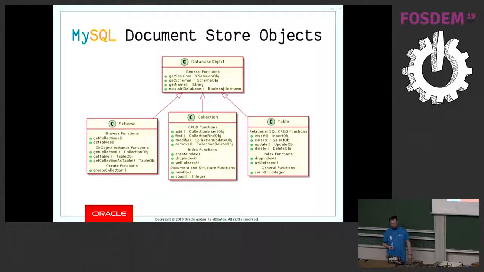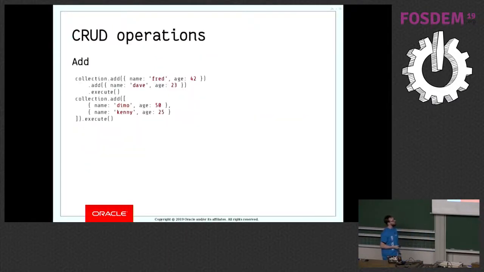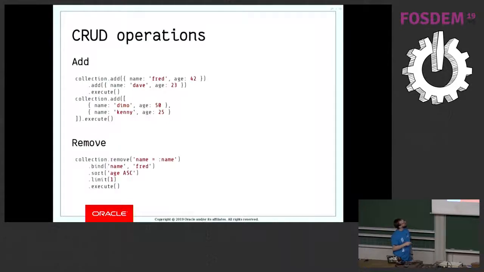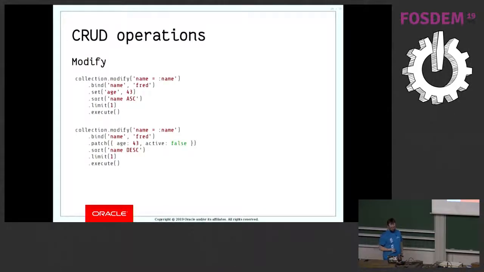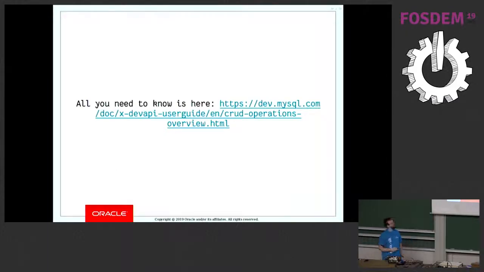This is an example. This works for the CRUD operations that you have seen, works for all the documents, but it works also for normal tables if you want. So if you have a standard table and you want to give your developers the possibility to only use CRUD operations on tables, it's also possible. So these are the different types of CRUD operations. We have add, remove, and this is the syntax, right? Modify, it's cool because you can say, okay, I want to modify the name, and I put the name, I will bind with the new value. Or you can also use the patch function, and you can patch your JSON document like that. So all you need to know is here in the user guide with all the CRUD operations.